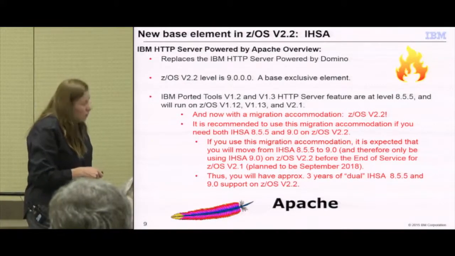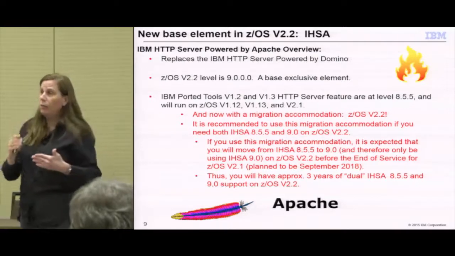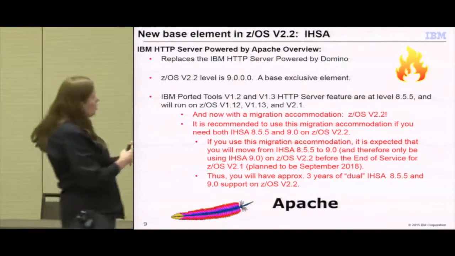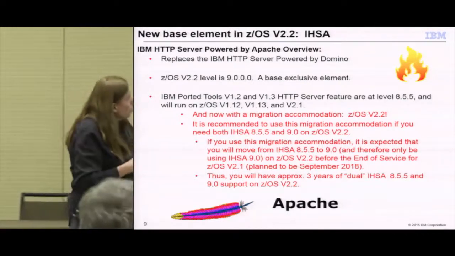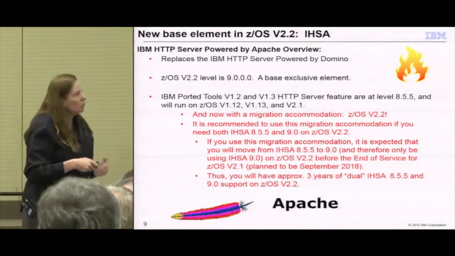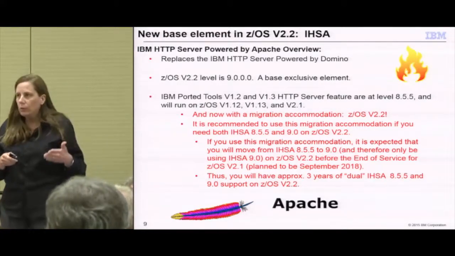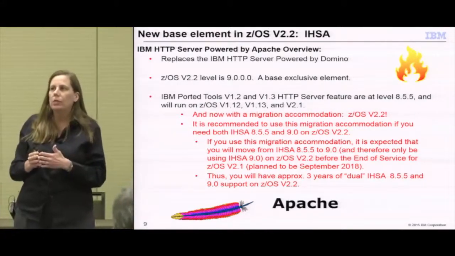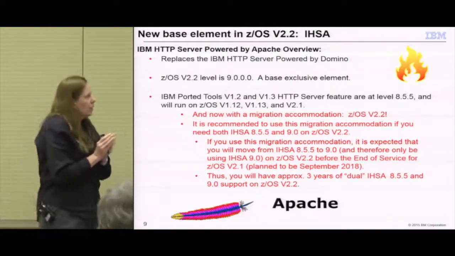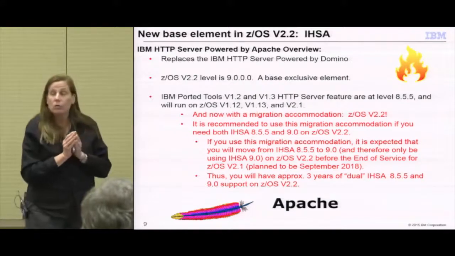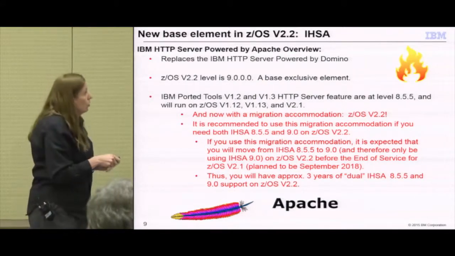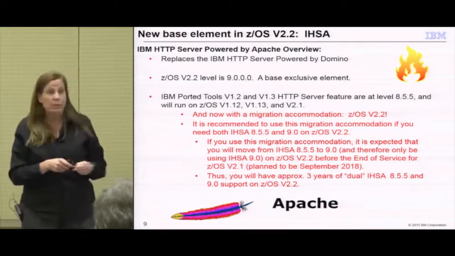People have done that, and we've decided that we will also offer a migration accommodation. This is brand new news in this area, just decided: if you want to use IHSA with z/OS 2.2, and you're already on the path of doing the work to get from Domino to IHSA 855, and you've got that all up and running, and you want to run IHSA 855 on z/OS 2.2 while you complete your 2.2 migration, that will be allowed from this point on. This is new information.